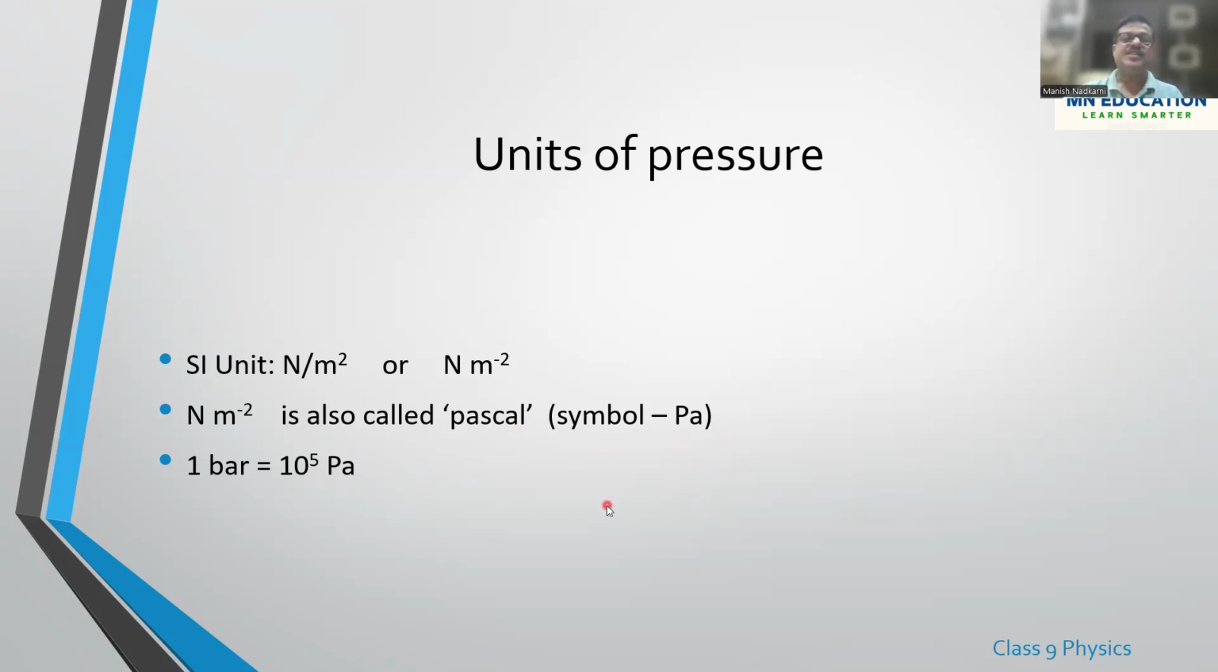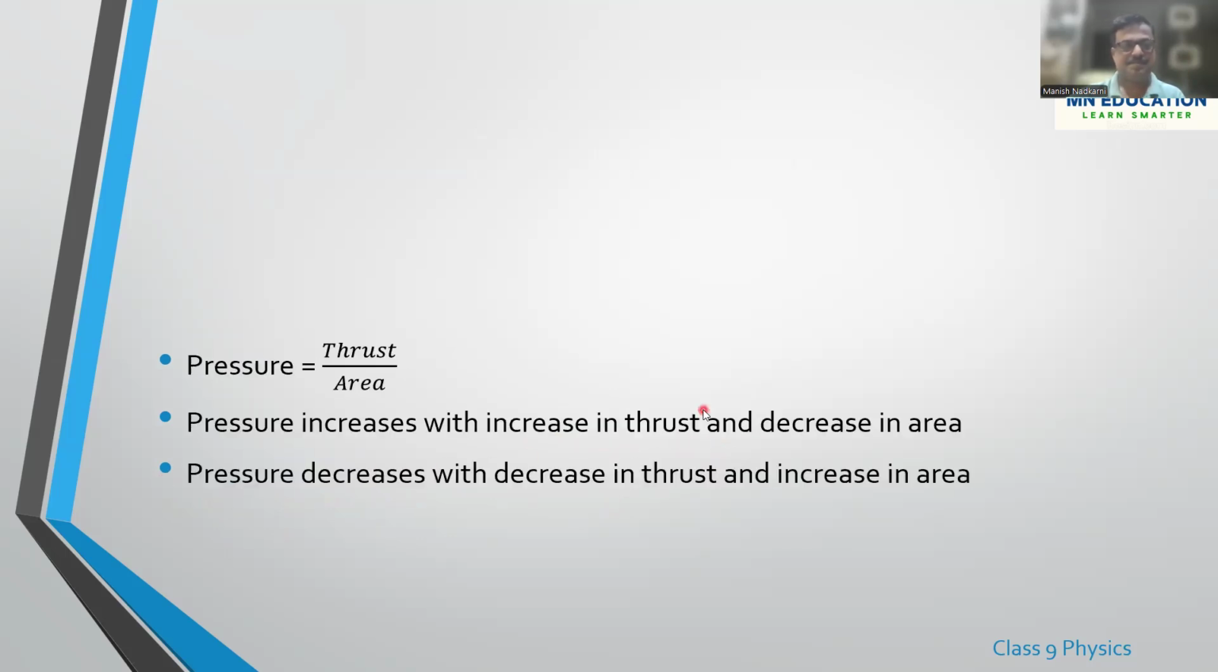Another unit which is sometimes used is bar. 1 bar is 1 lakh Pascal, 10 raised to 5 Pascals. So sometimes in numericals, they could give you the pressure in bar. Remember the conversion, 1 bar is equal to 10 raised to 5 Pascals. Now look at the formula once again. Pressure is equal to thrust upon area.